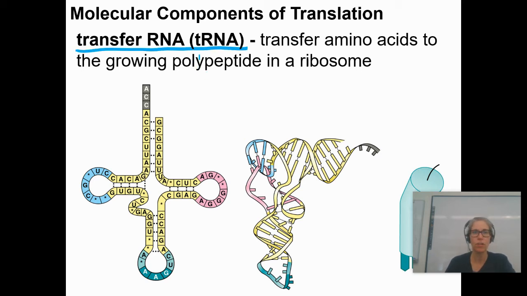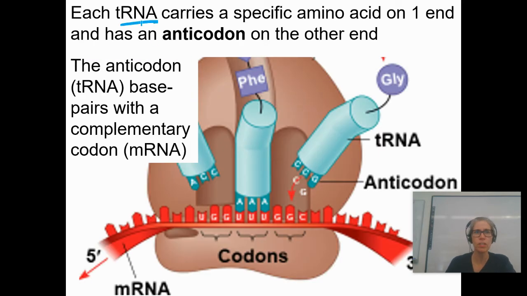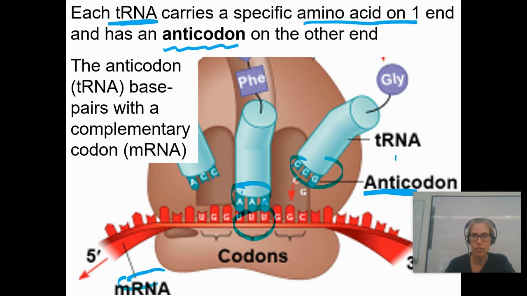Transfer RNA. Transfer RNA or tRNA is the type of RNA that brings an amino acid to the ribosome. It's transcribed as a single strand, but then it folds over on itself. It's got an anticodon, and it also has a spot that picks up its particular amino acid. So each tRNA carries one particular amino acid, and it has an anticodon on the other end. This is a codon, it's part of messenger RNA, and this is an anticodon, it's part of transfer RNA.